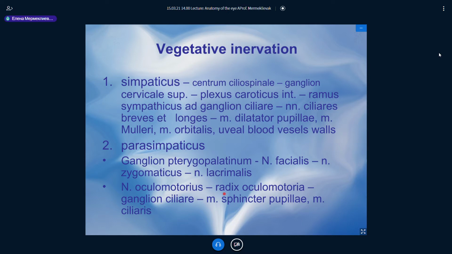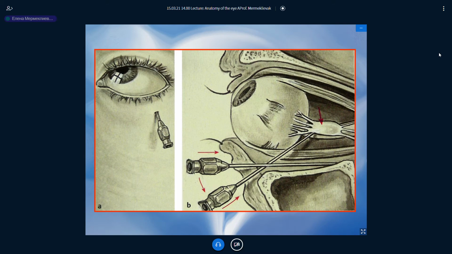Nervus oculomotorius with radix oculomotoria, ganglion ciliare, and innervates muscle sphincter pupillae and muscle ciliaris. And when you do anesthesia, parabulbar or retrobulbar anesthesia, our aim is to anesthetize this ganglion, the ciliary ganglion.